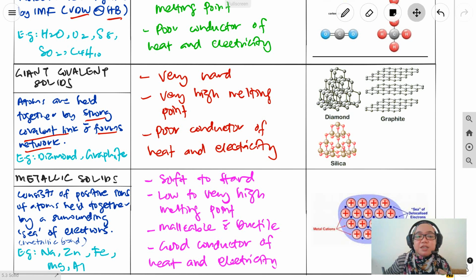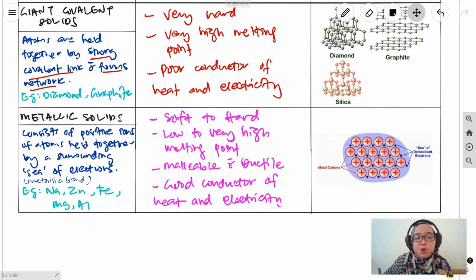So now we are going to look at the last types of crystalline solid, which is metallic solid. So what is metallic solid? So metallic solid consists of positive ions of atoms or metals held together by a surrounding sea of electron. Ialah metallic bond. Okay, so kita dah belajar metallic bond in chapter 4.5 kan? So metallic solid ni metallic bond lah. Okay, consists of, tengok structure kat sini, dia ada metal cation surrounded by the sea of delocalized electron. So this is the metallic solid.